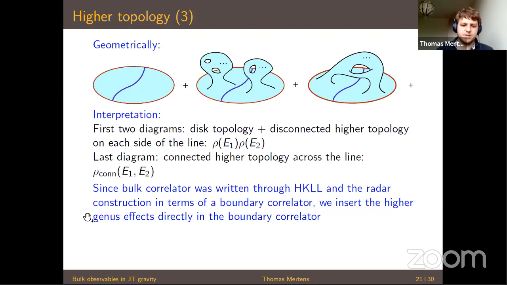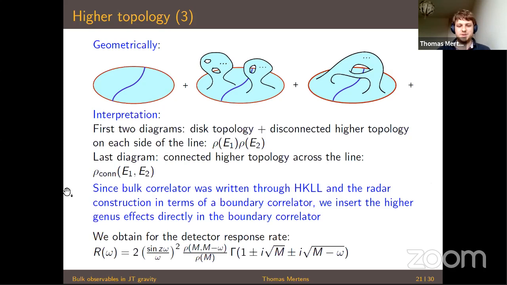One reason to immediately see that it is non-trivial is that this radar definition that we had was intrinsically Lorentzian, while this higher topology contribution is intrinsically Euclidean. So if you think about defining a bulk correlator and adding higher topology, it's not as straightforward to think about what you should be doing. We believe that this rule looked very plausible to us, and it basically promotes the HKLL reconstruction formula to be also valid when including higher genus corrections. That's another way of stating this.